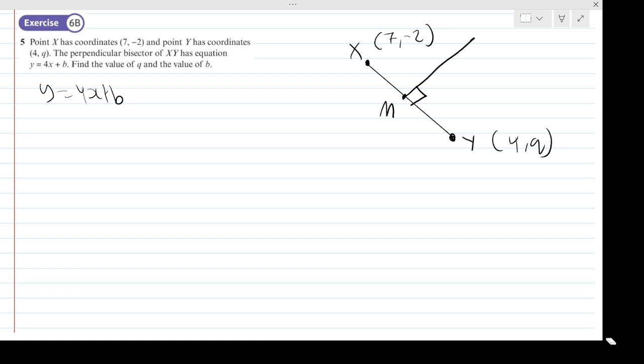So we're told this bisector has this equation here. Okay. Well, let's work with what we can. What can we work with?